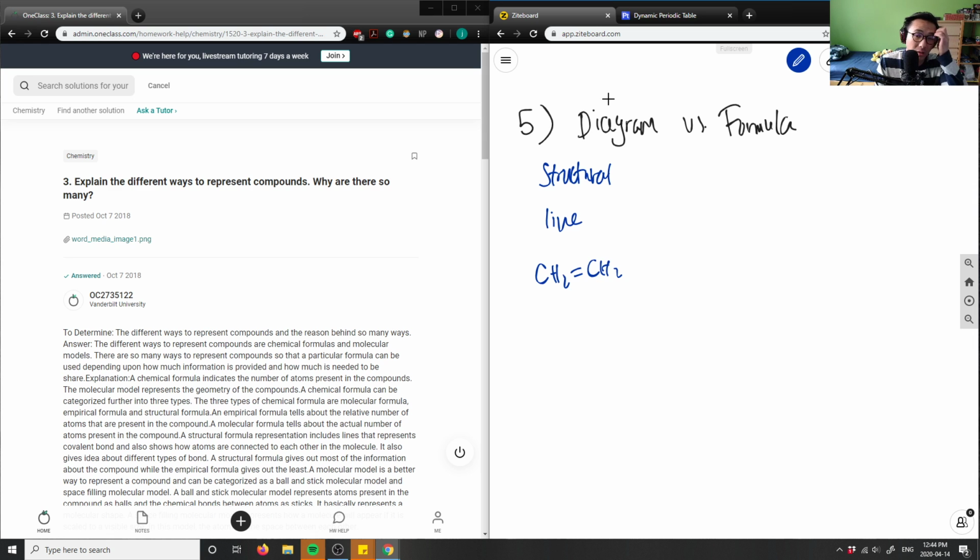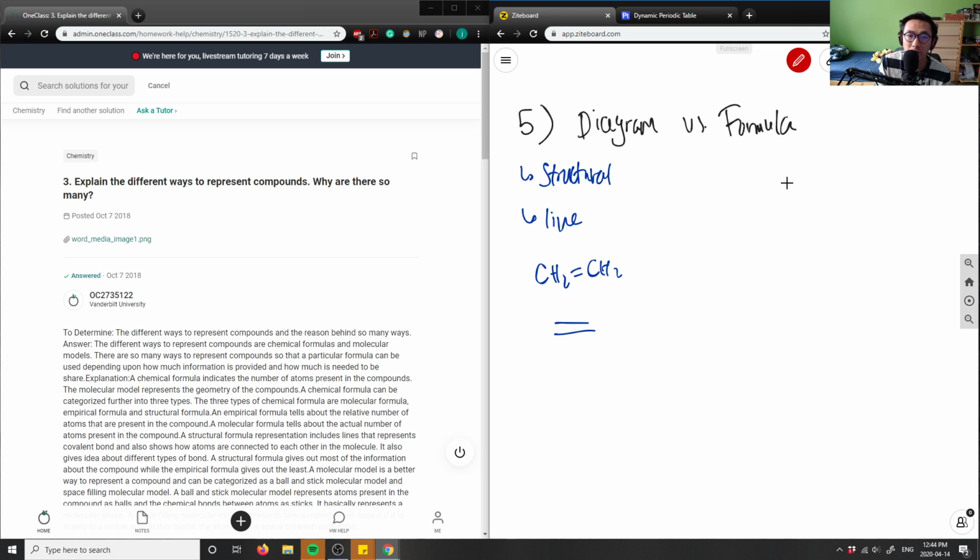So, for example, a structural diagram of ethene, or ethylene, would look something like this, where we have a CH2 double bonded to CH2, right? And for a line diagram, we would get simply just that. So these are 2 ways to look at diagrams here, and we can also look at them as formulas.